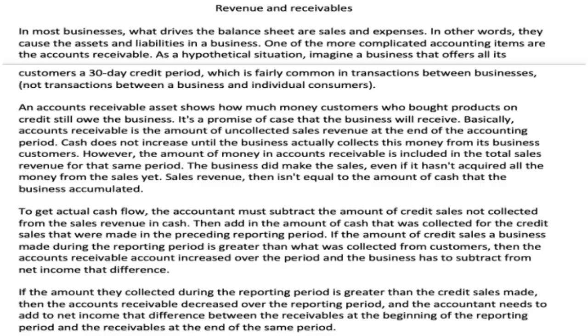An accounts receivable asset shows how much money customers who bought products on credit still owe the business. It's a promise of cash that the business will receive. Basically, accounts receivable is the amount of uncollected sales revenue at the end of the accounting period. Cash does not increase until the business actually collects this money from its business customers.